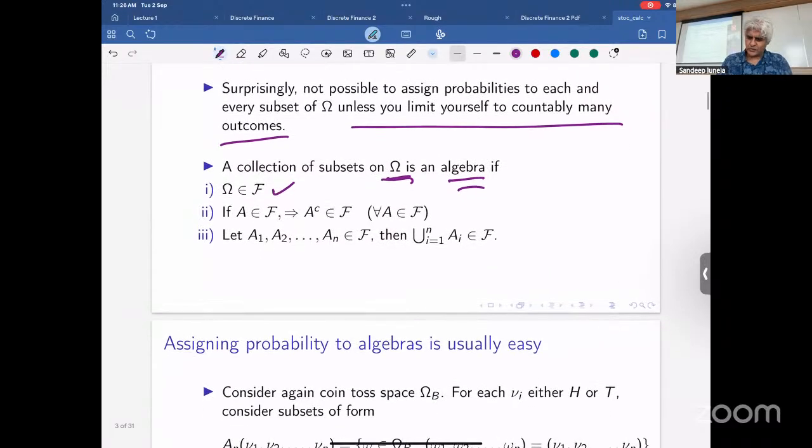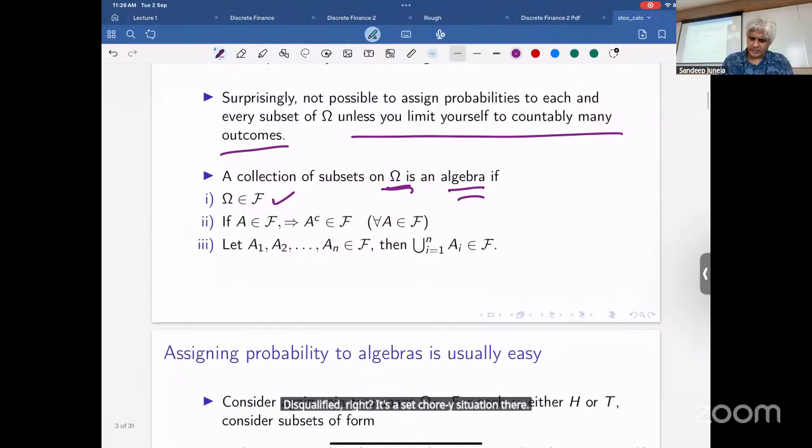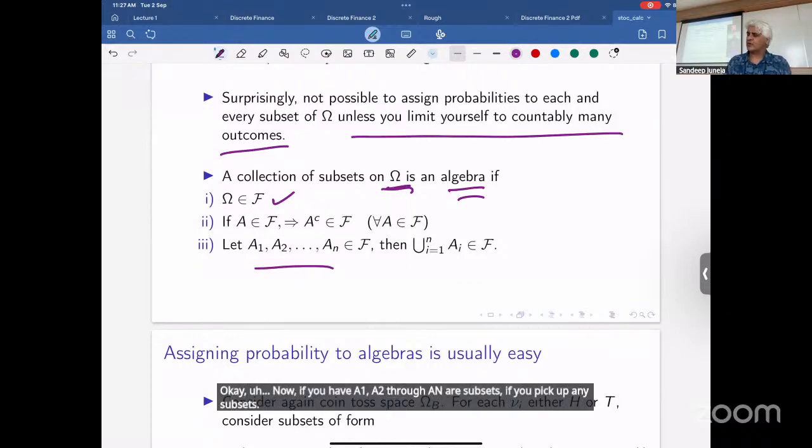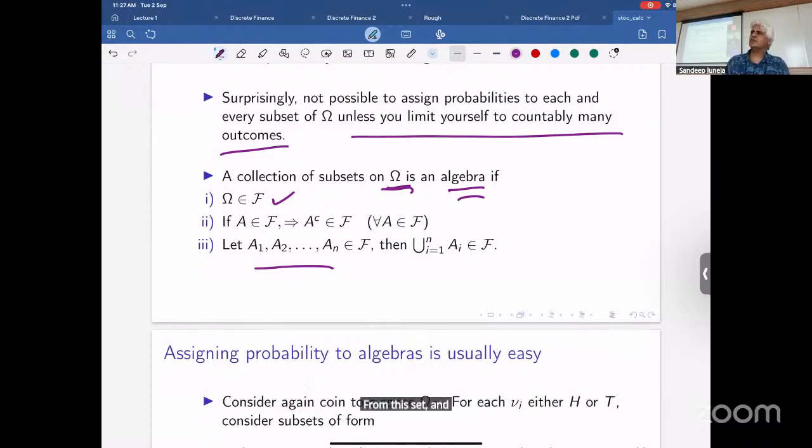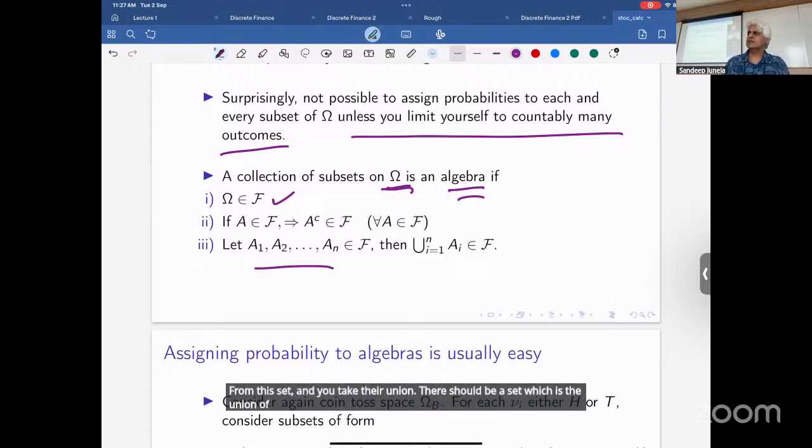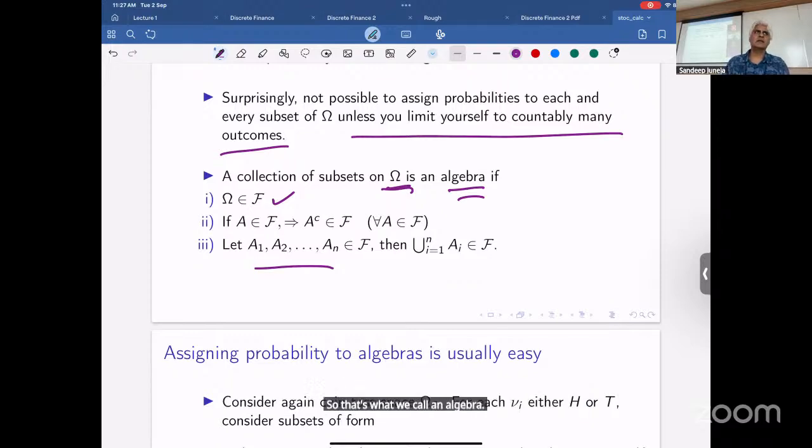It's a set-theoretic situation then. Now if you have A1, A2 through AN that are subsets, and you pick up any subsets from this set and take their union, there should be a set which is the union of these subsets in this collection. So that's what we call an algebra, right? And this is a finite collection, finitely many sets.